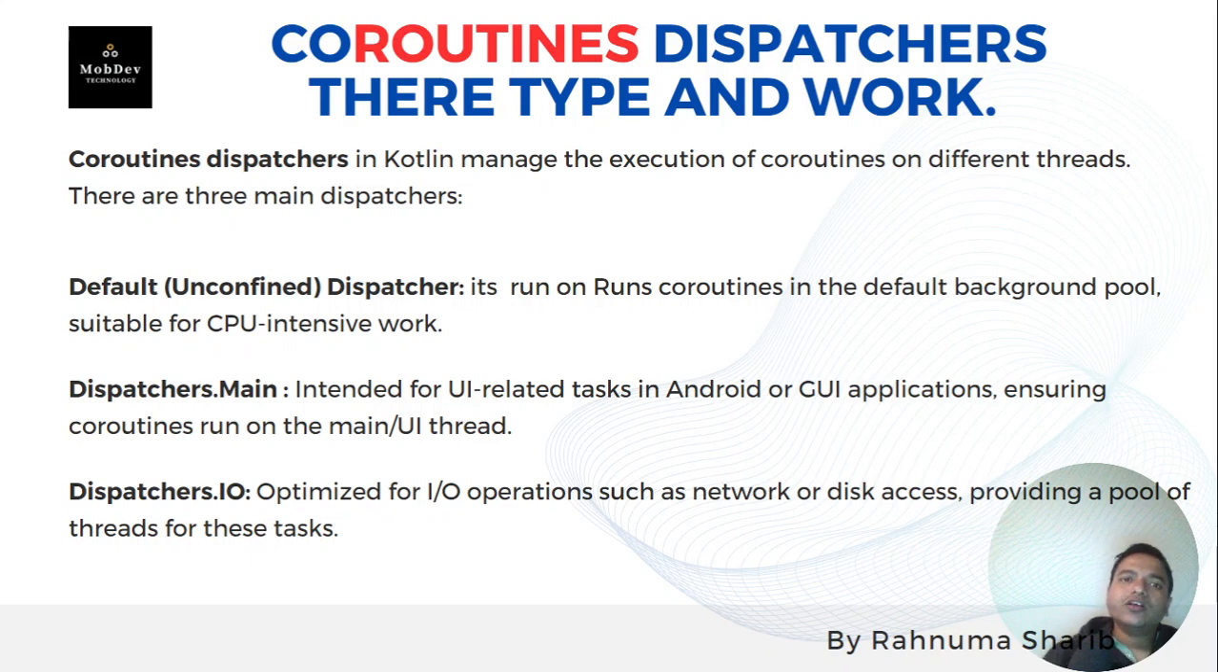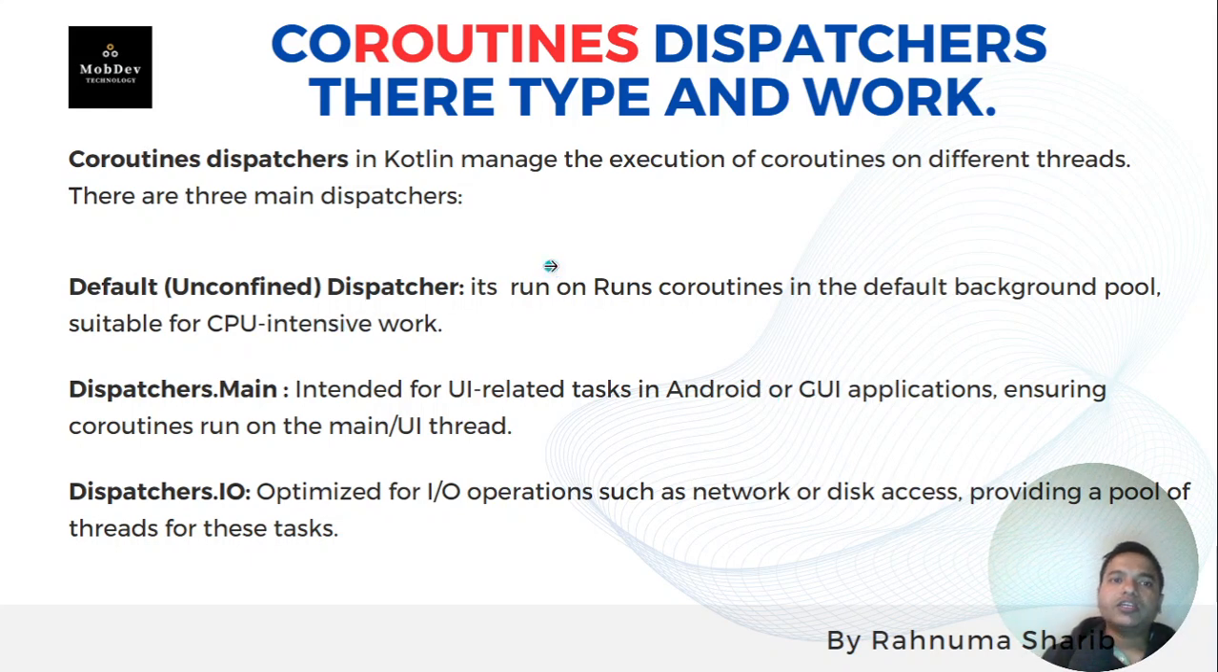So basically, we have a thread pool which contains the threads, and we need to use a thread to do our work. How do we tell the coroutine which thread it needs to be executed on? For that we have a coroutine dispatcher. The coroutine dispatcher helps us choose the thread, so the coroutine will execute on that thread. This is the definition of coroutine dispatchers.